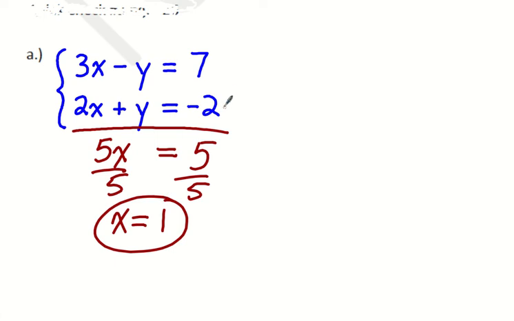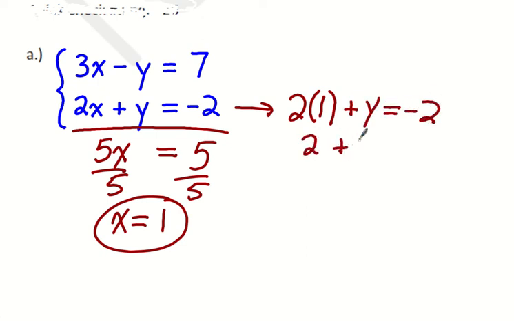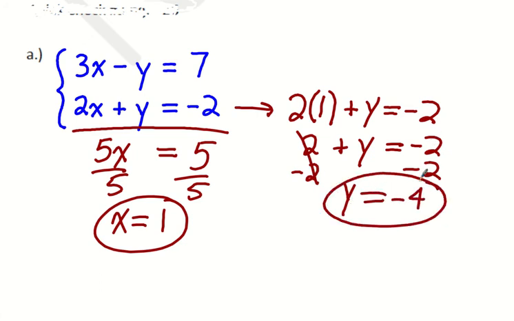I'm going to choose this one because I think it's going to be easier. So 2x, I now know that x equals 1, plus y equals negative 2, so that's 2 times 1, which is 2, duh. And now all I got to do is subtract 2 from both sides, and negative 2 minus 2 is negative 4. And just like that, I have my final answer of 1, negative 4.